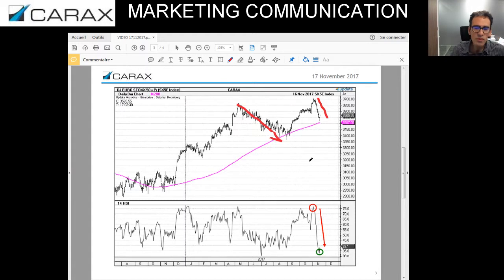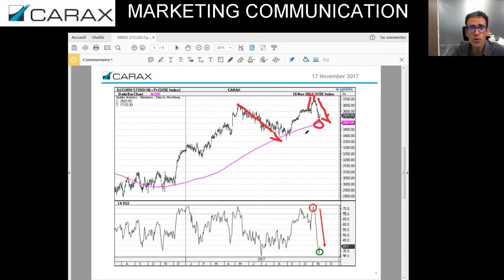I think it's too early to call for the start of a big downside move. My interpretation of this move is that it's more a mean reversal within an uptrend. This upside move we saw in late October was probably too far too fast. Then we have obviously a mean reversal now towards the 200-day moving average.